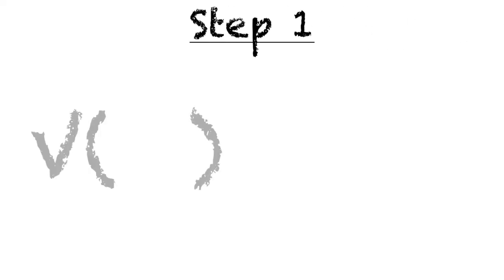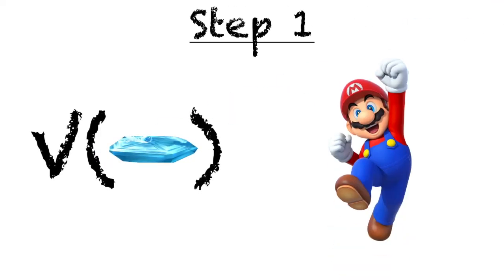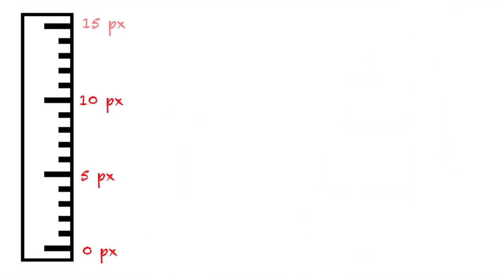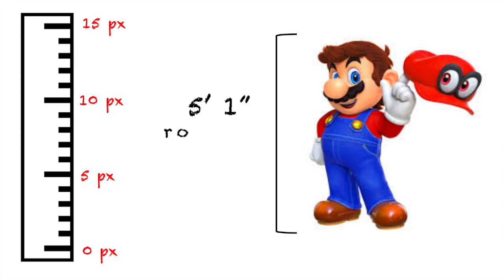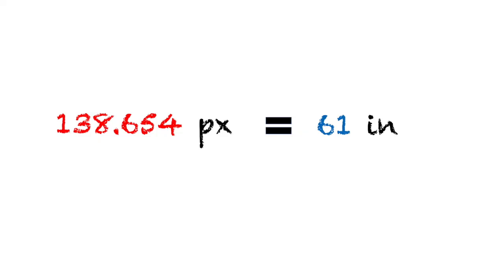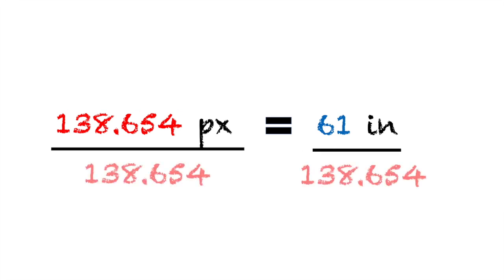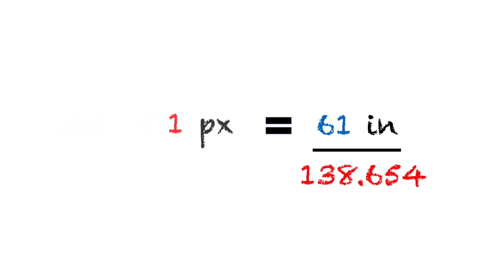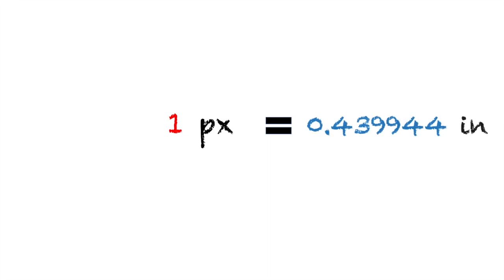The first step is finding the volume of each hexagon Mario makes while under his icy influence. We can do this using pixel measurements. Mario is canonically 5'1", or 61 inches tall, and in this picture here, using the Pythagorean theorem, we can see that Mario is also 138.654 pixels tall. Using preview for the Mac, of course. Dividing both by 138.654 means that one pixel is approximately 0.439944 inches.